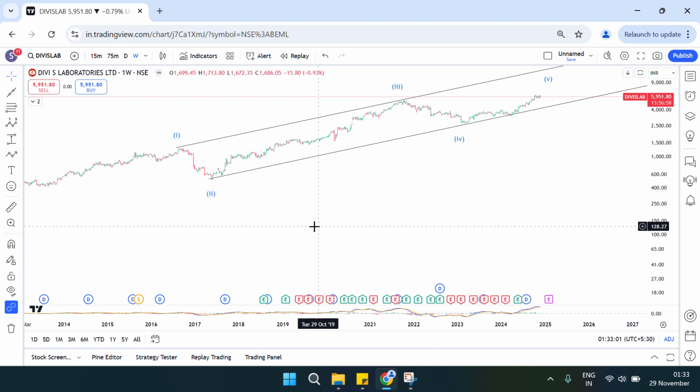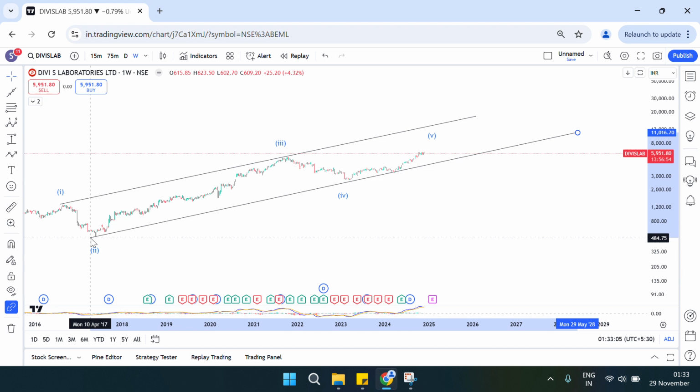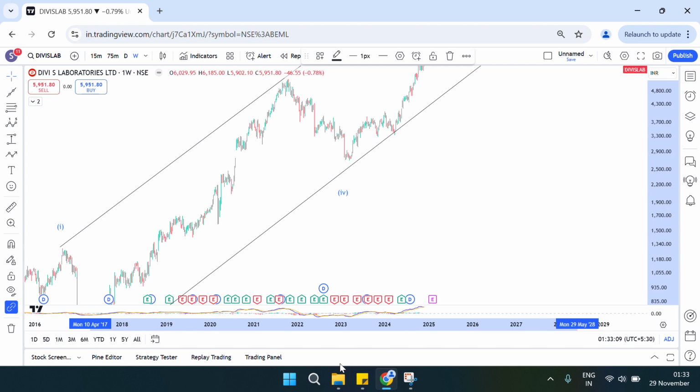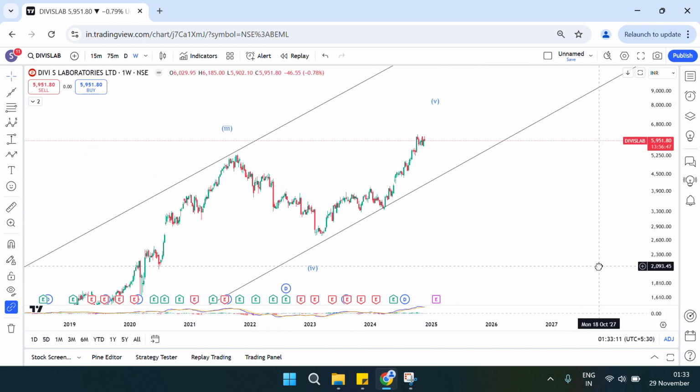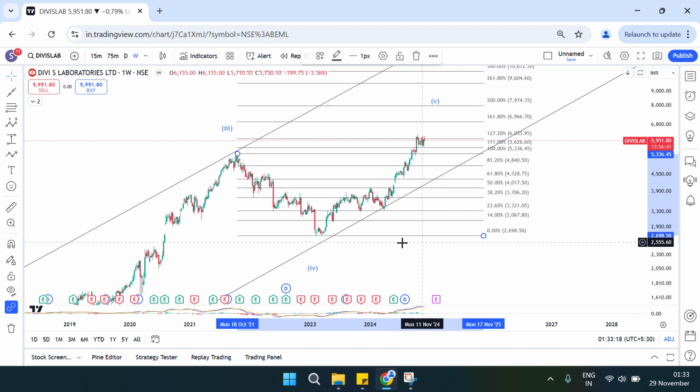Now this is also just to get a perspective on whether we have completed wave 5 or not. We already have a channel from 2 to 4, and we'll see in terms of the price target how much we have covered. So we have reached a target of 127. It looks like wave 5 is also complete, and we may soon see a downfall, breaking this particular trend line.